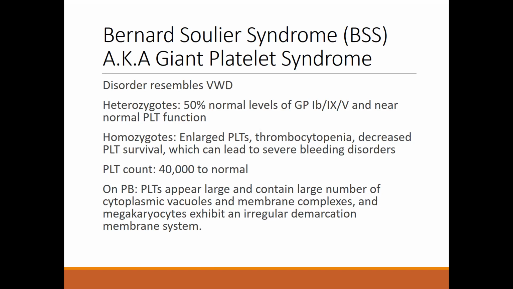The count for these particular patients can get decreased, so it can go from 40,000 all the way up to a normal count of anywhere between 150,000 to 450,000. In the peripheral blood, what you'll see is large platelets that have a large number of cytoplasmic vacuoles and membrane complexes. And megakaryocytes in the bone marrow exhibit an irregular demarcation membrane system. So they look very large and irregular.